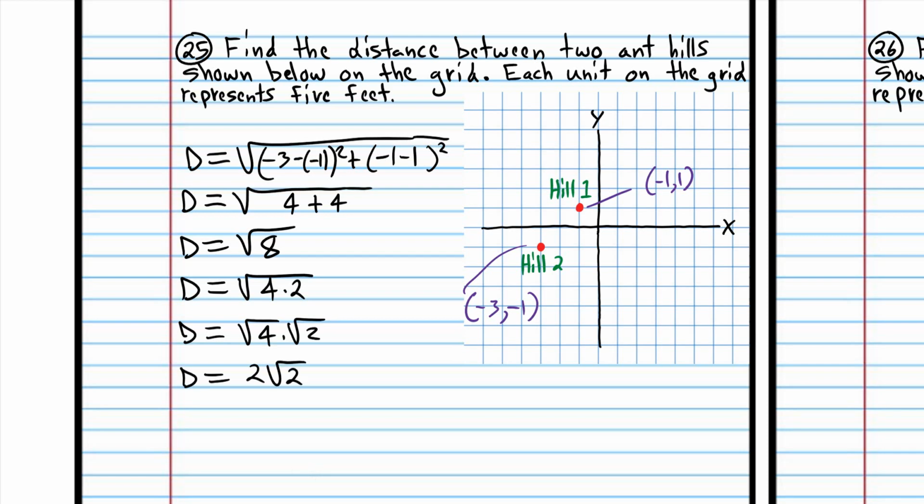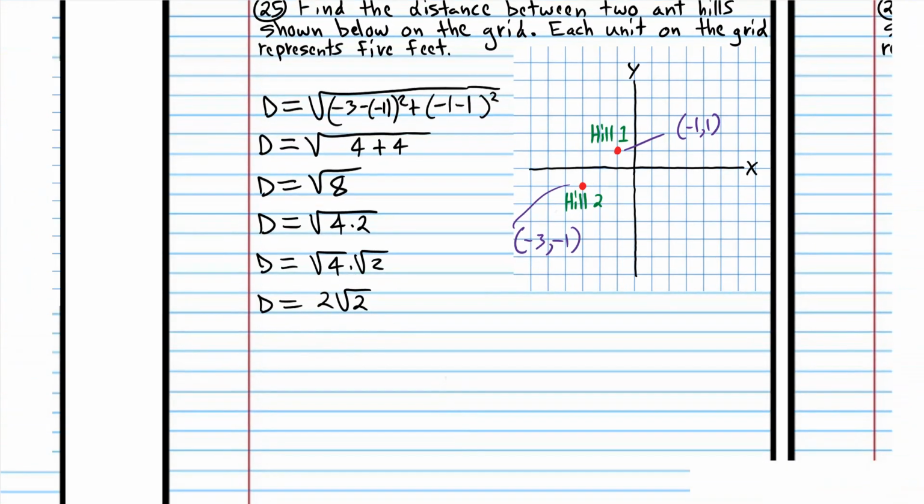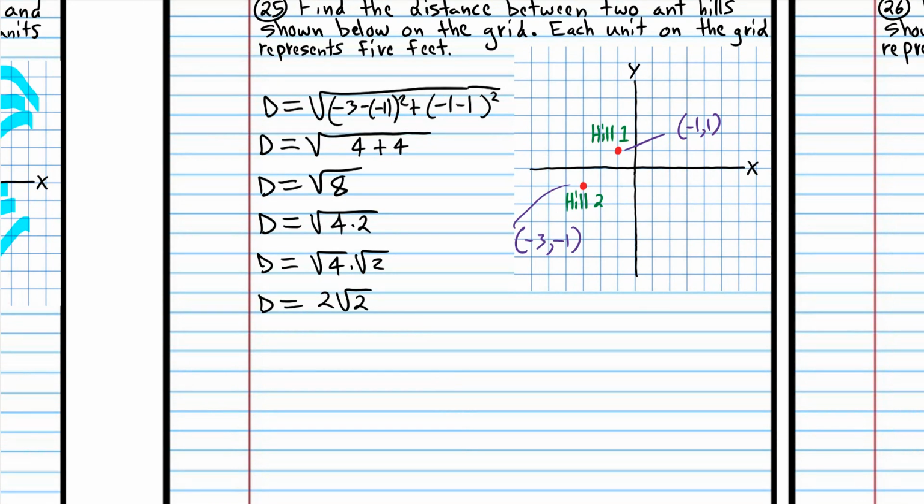So that is the distance, but the distance is in units of 5 feet, you see. It says that each unit represents 5 feet. So if this is our units, each one of those units is 5 feet. So the actual distance, I'll say the distance d subscript a, so actual distance, is equal to 5 times 2√2, because each one of these units, again, is 5.